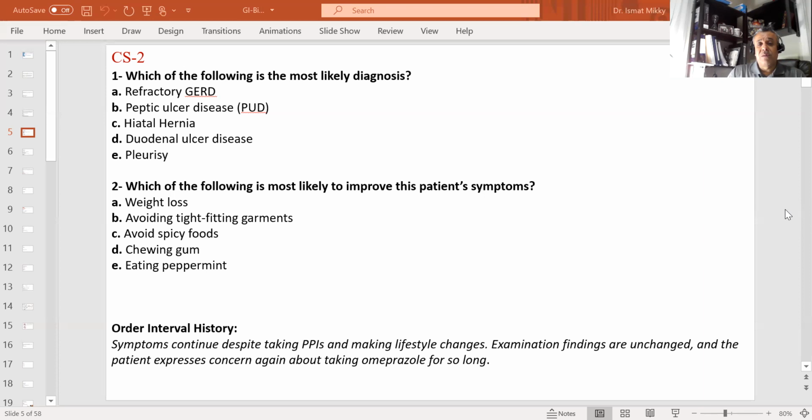So the symptoms continue despite taking these PPIs and making lifestyle changes. Examination findings are unchanged, and the patient expressed concern again about taking omeprazole for so long.